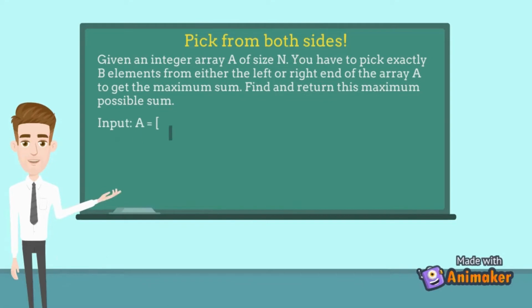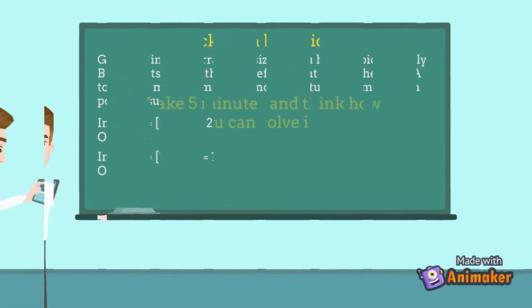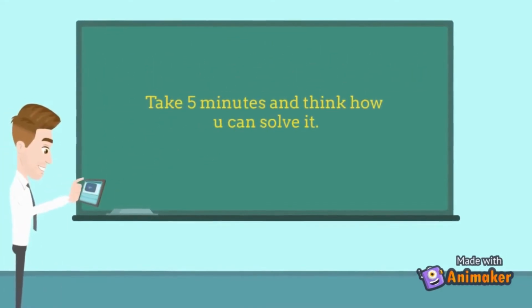For the first test case, the output is 8. That is, if we pick one element from left end and two elements from right end, then sum becomes 5 plus 2 plus 1, which makes it 8. Similarly, in second test case, we can only pick one element from right end, which makes the sum equal to 2. Take 5 minutes and think how you can solve it.